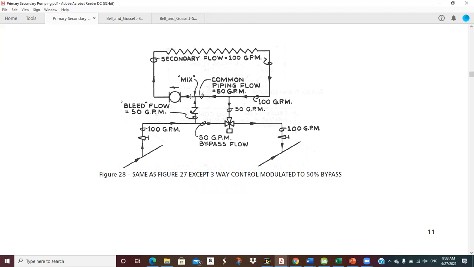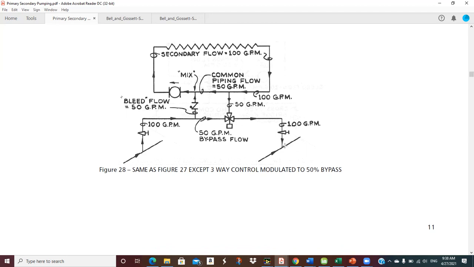And then so I moderate the temperature that goes to the coil, comes back around. So 50 here, 50 back down. This 50 return mixes with the 50 that came through the bypass, and I got 100 GPM going to the return.